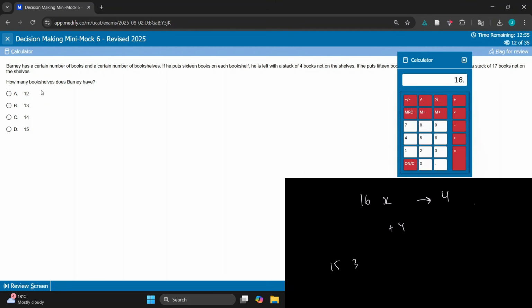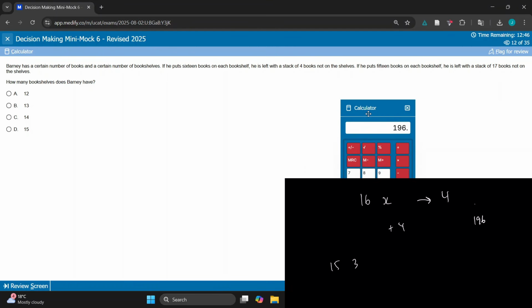So 16 times 12 is 192 plus 4 is 196. There's no way he'd have 17 left over in that case, I don't think, because 196 divided by 15... 13 times 15 is 195. Yeah, that would be wrong. So let's try 14. 14 times 16 is 224 plus 4 is 228. 228 divided by 15, 15 times 15... yeah, that'll probably still be wrong. So what about 13 times 16 is 208. Okay. So 13 times 15, 195. No, so I think it probably has to be 15.